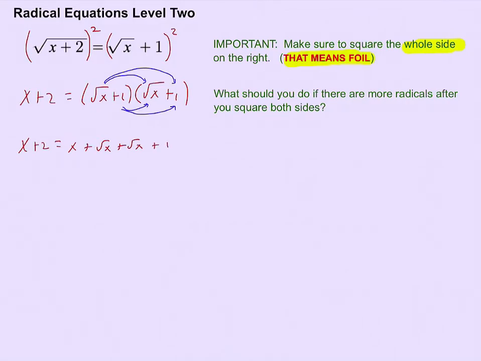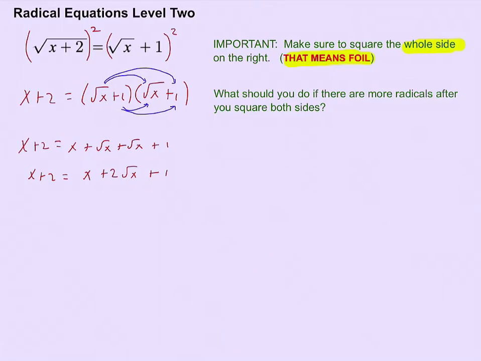And of course, you'll notice there are still square roots here. So I'm just going to finish simplifying that side by adding those two square roots together. Square root of x plus square root of x is 2 square root of x. And now we've got a problem. I thought I just got rid of my square roots, but there's still a square root.